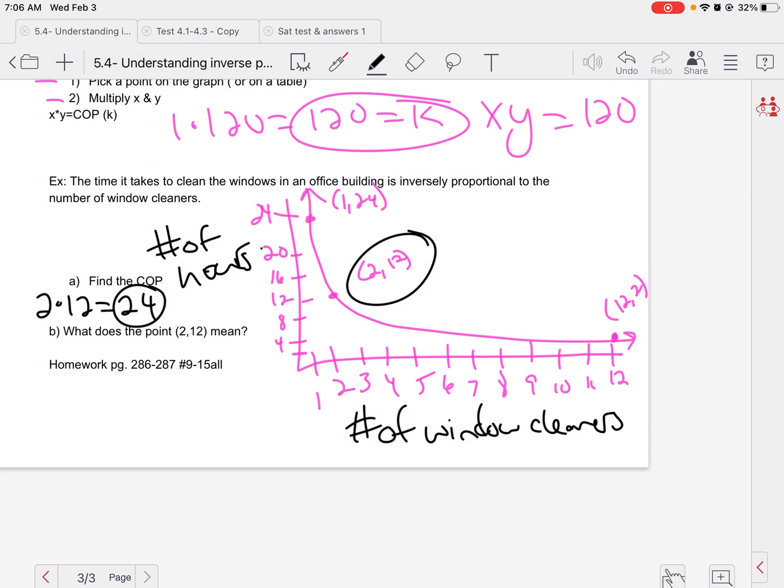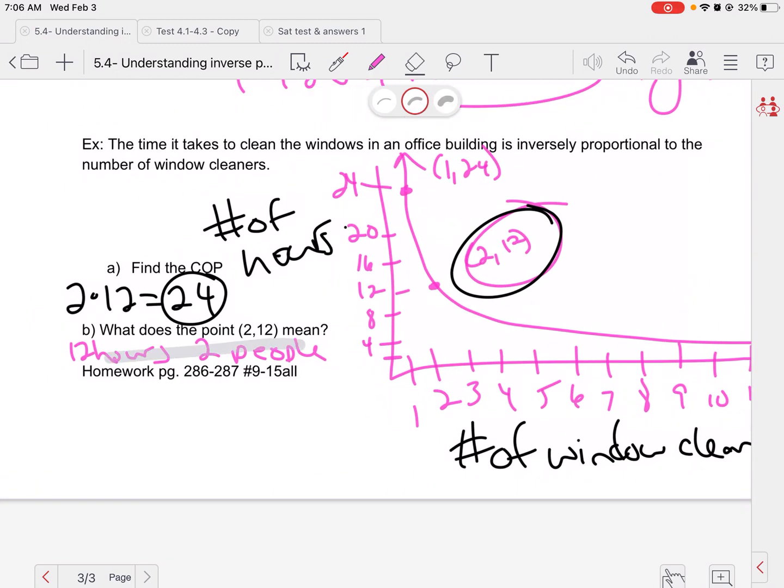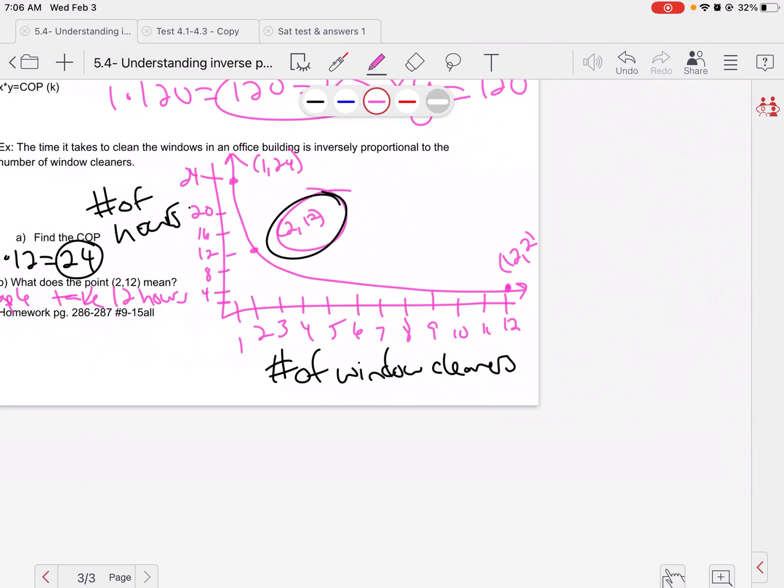If we're talking about a really big office building, okay? The point (2, 12) would mean, and I'm sorry, I wrote this backwards for both of these. Or no, I did write it correctly. I apologize. I'm second guessing myself. All right, we're looking at the point (2, 12), which I've already circled, so I'll circle again in pink. So (2, 12) means 2 people can clean all the windows in 12 hours, right? I'm going to write that. 2 people take 12 hours to clean all the windows, and that's a long time, right? So it would be much faster if we have 12 people do it in 2 hours, right?